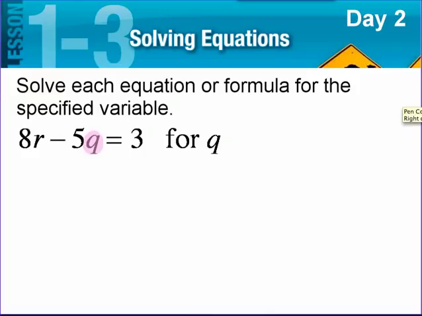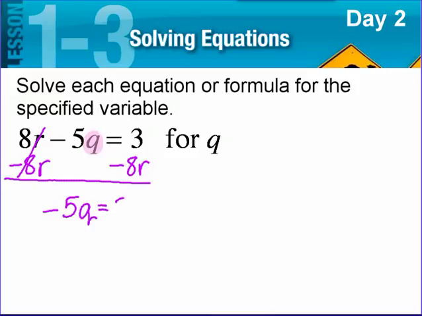So the first thing I'm going to do is what? Minus 8r. I'm going to go ahead and subtract 8r from both sides. On the left side, that's going to cancel that, and that's going to leave me with negative 5q equals 3 minus 8r.